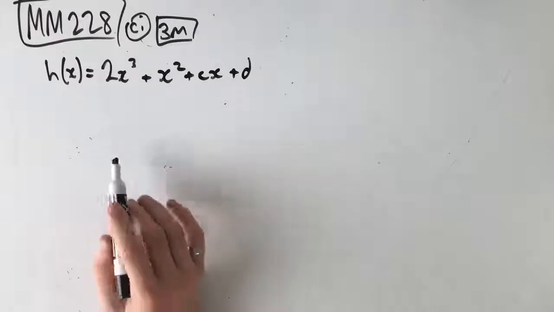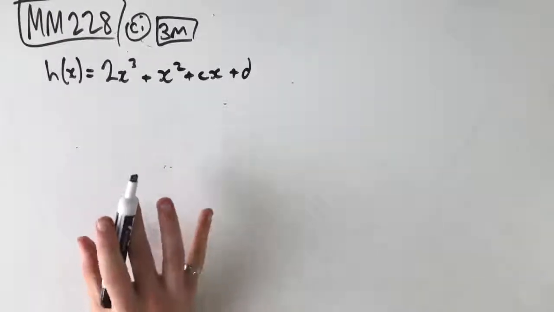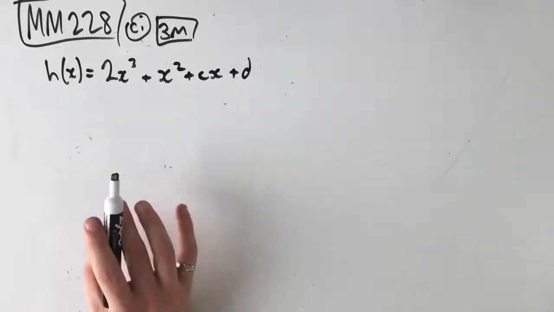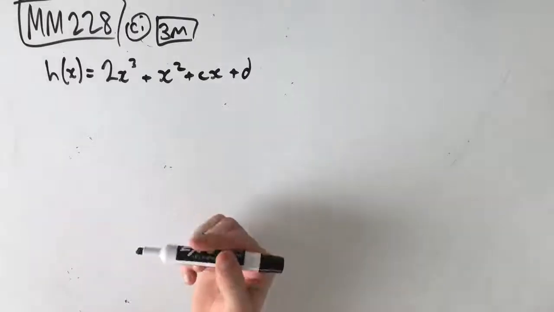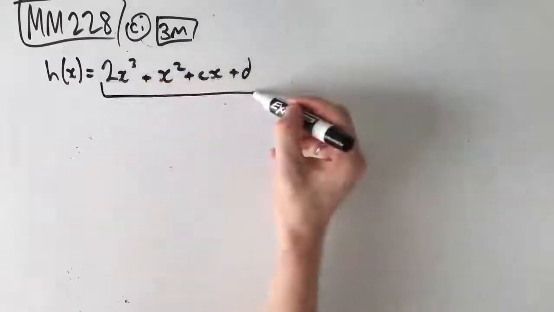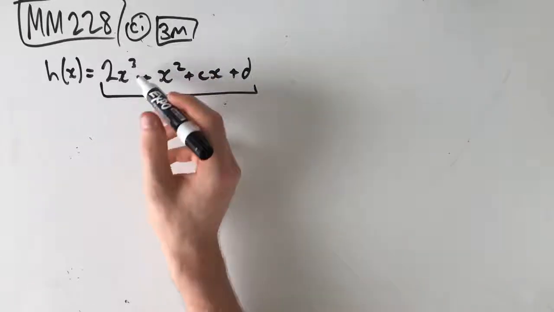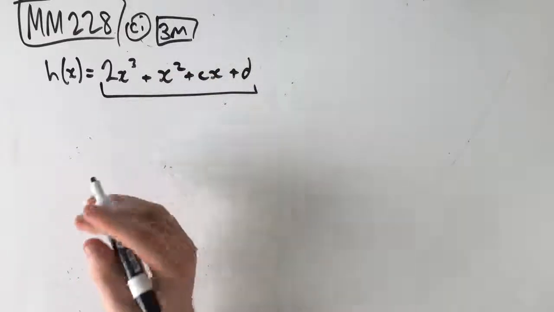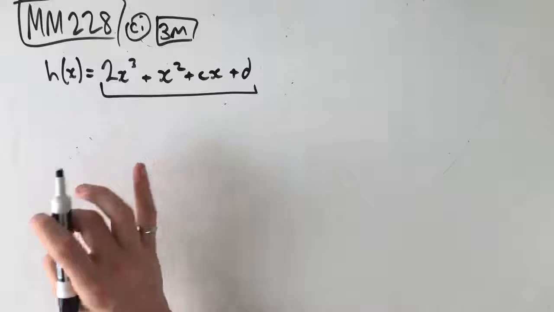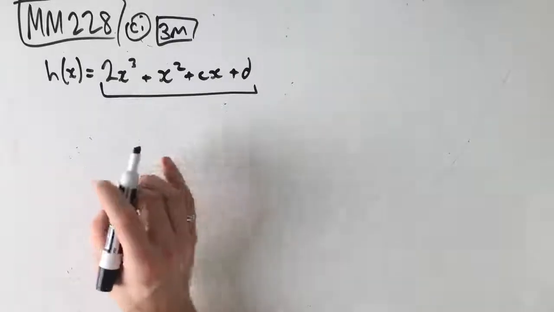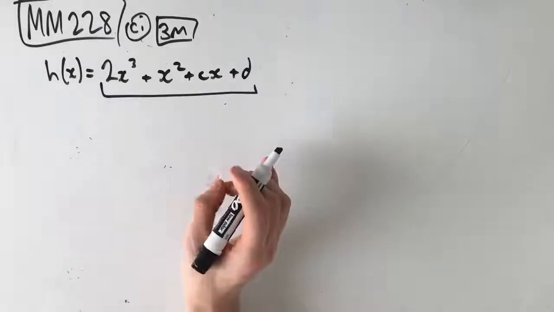Awesome. And the question asks us, if h has only one stationary point, find the value of c. So again, this is a cubic. If this has one stationary point, this means that the gradient is 0 only once, which means that our gradient function only crosses our x-axis only once, right?